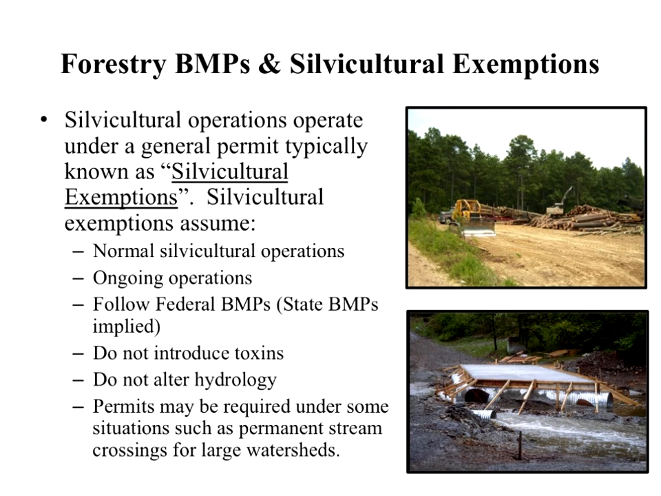Now, in some particular instances, we may have to get a permit, and by we, I mean the forestry community. A good example would be here in the state of Virginia, if we're dealing with permanent stream crossings for watersheds that are larger than 3,000 acres, then we may have to get a permit to build a stream crossing such as the one we're looking at there. Other states have different requirements, but that's just an example of where the silvicultural exemption might disappear for a particular activity.